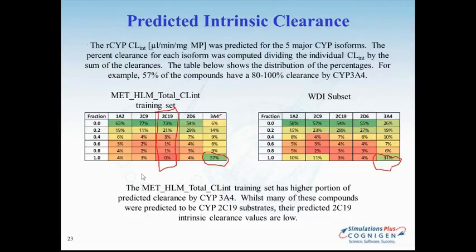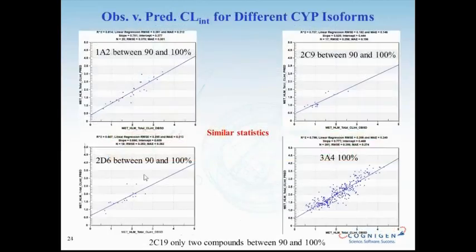So the original question was, is this data set biased for any CYP? And if so, can it be used to predict clearance where it's not metabolized majorly by 3A4? So what I did is extract some of the data points for 1A2, 2C9, 2D6, and plotted their predicted value versus the observed value in these plots, and also did it for 3A4.